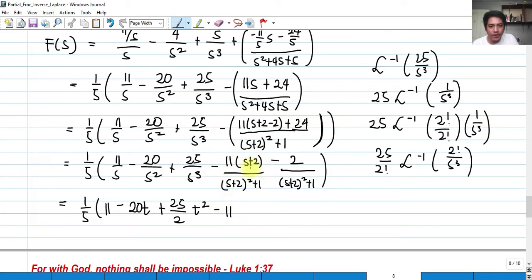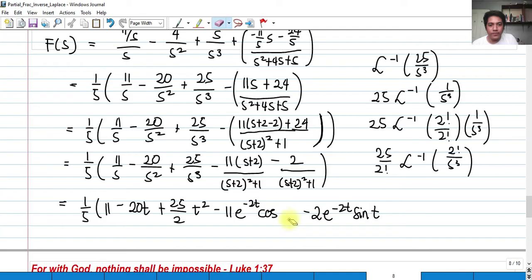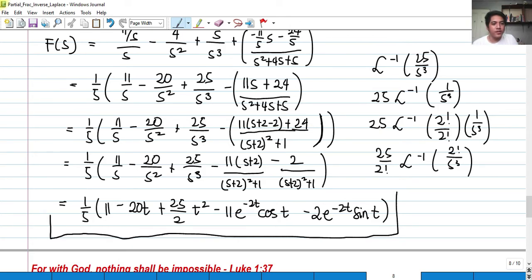Minus, again, this can be evaluated by table. That would be 11 e raised to negative 2t, because of s plus 2, times cosine of a t, where a is 1, so cosine of t. And we can also evaluate this by table. Since this is a constant, that would be a sine. So minus 2 e raised to negative 2t sine of t. This should be our inverse Laplace transform for our final example.